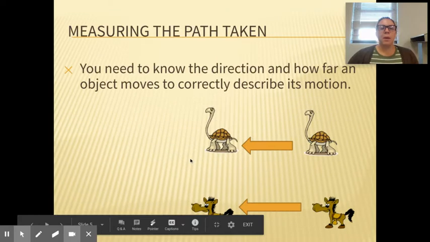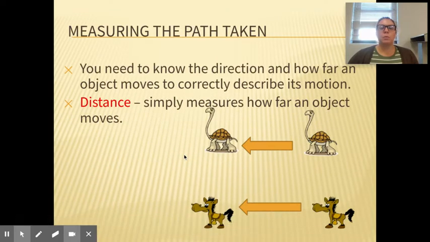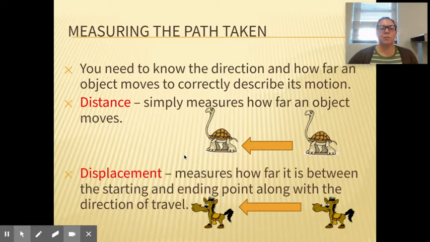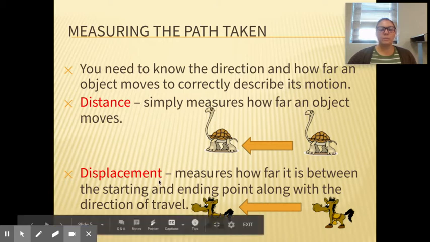So measuring the path that's taken. Last time we talked about a couple words. We talked about distance and displacement. Distance is going to measure how far an object moves. It's going to measure the total travel distance, okay? Start to finish, doesn't matter where you end or where you started. It's measuring how far it travels. So it measures the whole trip.